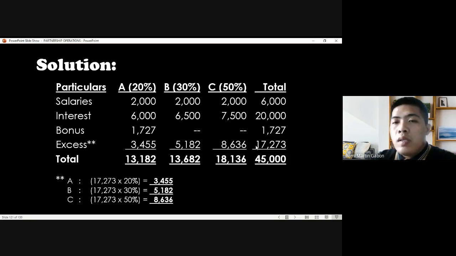Then excess is 17,273, positive balance pa rin yung bonus, yung excess pala. So 13,182 for A, 13,682 for B, and 18,136 for C. Okay?